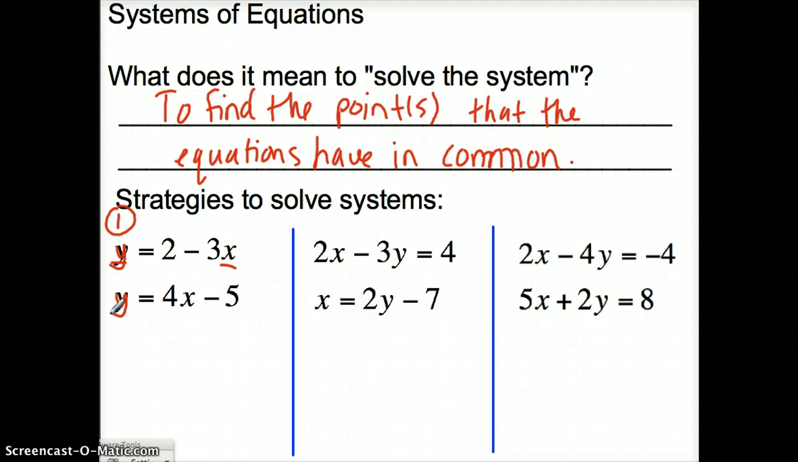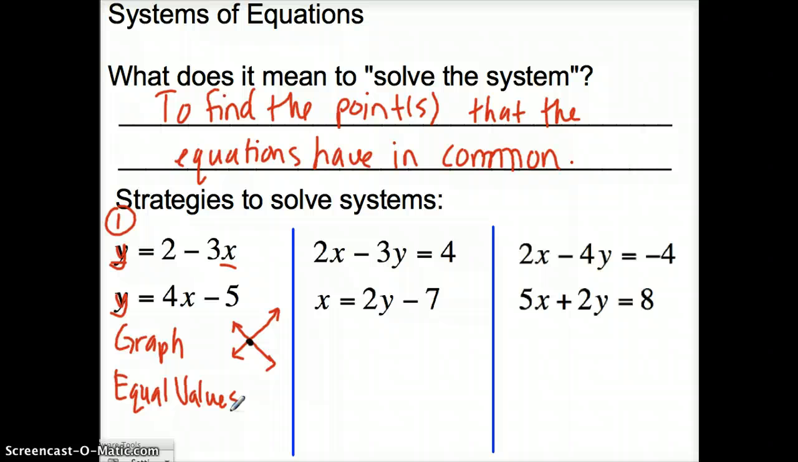This is a prime opportunity to either graph the two equations and see on the graph what points they have in common. Remember, that would be a point of intersection, so the two lines would be drawn and you would see the one point they have in common where they cross. That's a point of intersection. A second option for solving this is what we call equal values, and that's the one we're going to review here because it will hopefully take a little less time. It will also give us exact values in case the numbers happen to be decimals. Graphs are hard to see decimals on.